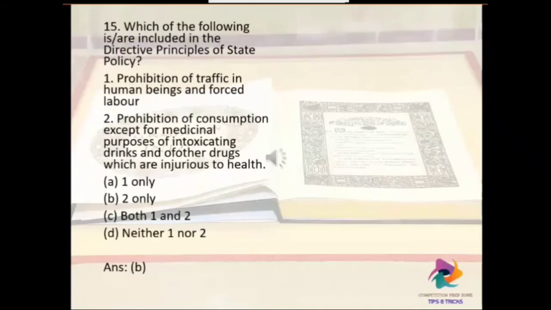15. Which of the following is or are included in the directive principles of state policy? 1. Prohibition of traffic in human beings and forced labor. 2. Prohibition of consumption except for medical purposes of intoxicating drinks and of other drugs which are injurious to health. A. 1 only. B. 2 only. C. Both 1 and 2. D. Neither 1 nor 2. And the correct option is B. 2 only. That is, only statement number 2 is correct.